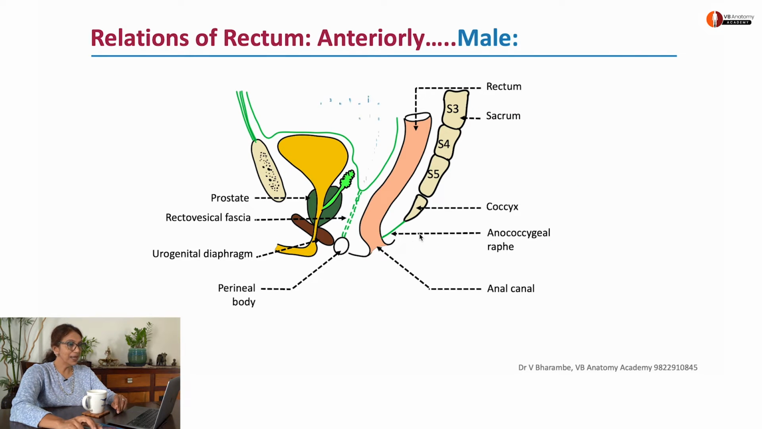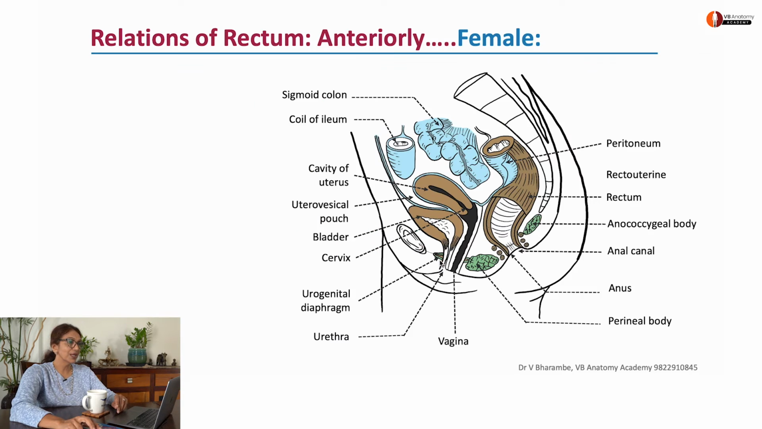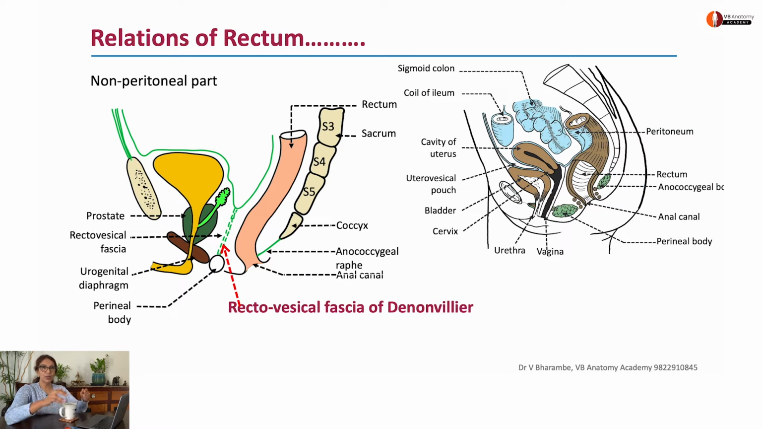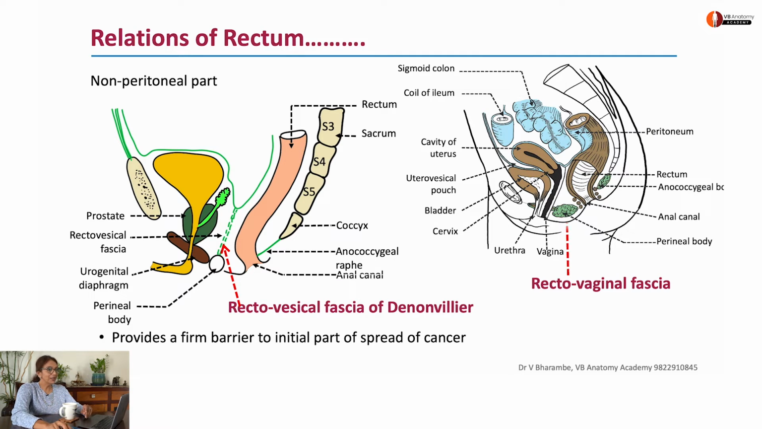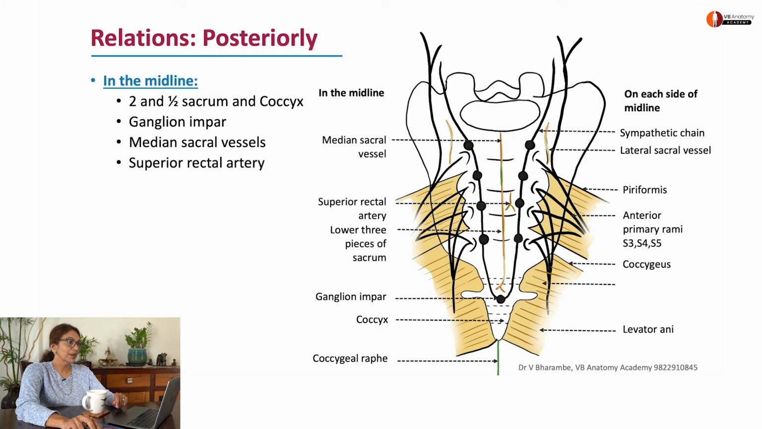Okay. In the male, the peritoneum helps to create a rectovesical pouch. In the female, it creates a uterine pouch of Douglas. In the male, the non-peritoneal part below the peritoneum shows the presence of a thickened fascia called the rectovesical fascia of Denonvilliers. Now here remember, this is a firm fascia that tries to prevent easy spread of cancer through it. In the female, a similar fascia called rectovaginal fascia exists here.